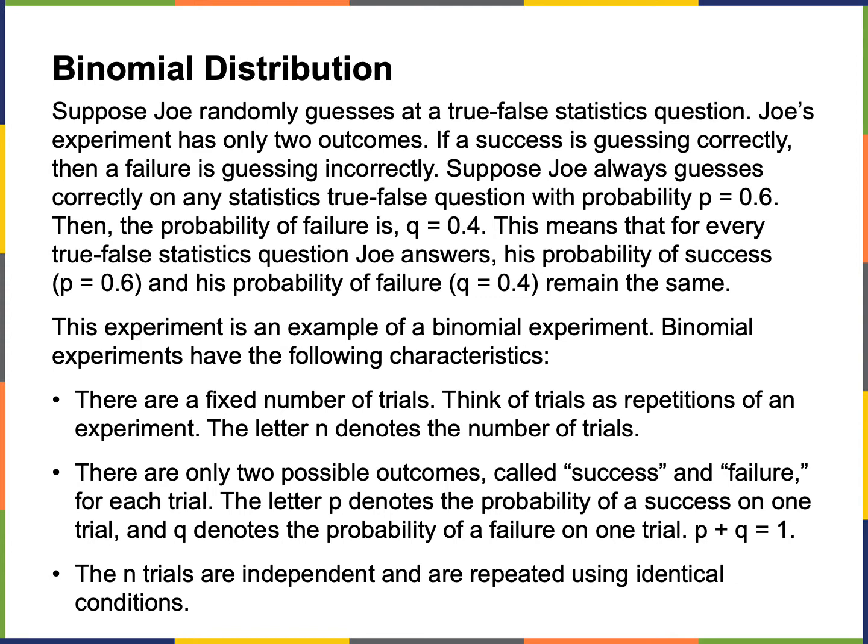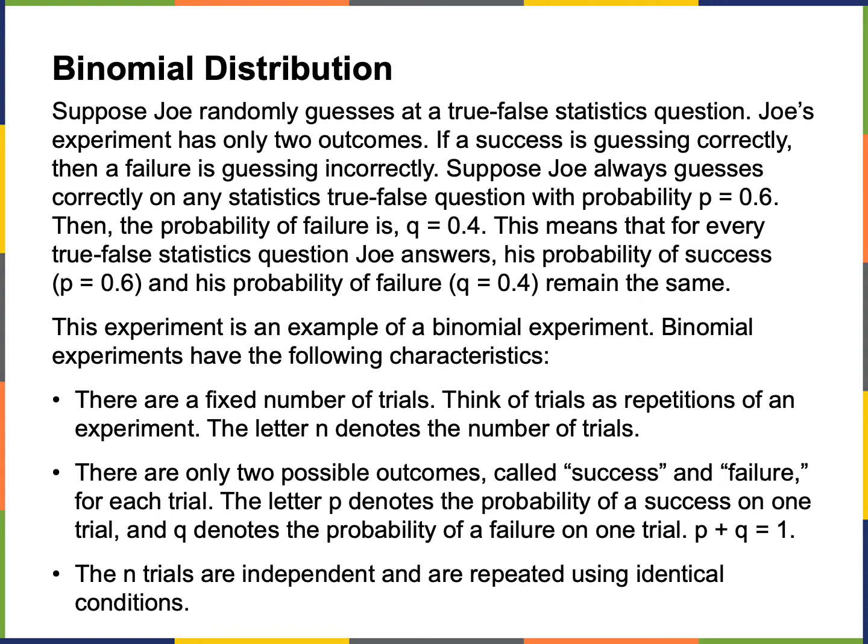These binomial experiments have the following characteristics. First, there are a fixed number of trials. You can think of trials as repetitions of an experiment, and the number of trials is denoted by the letter n, okay? And then there are only two possible outcomes. You can either succeed or fail. They're called success or failure for each trial. So like yes or no, they did or they didn't, true or false.